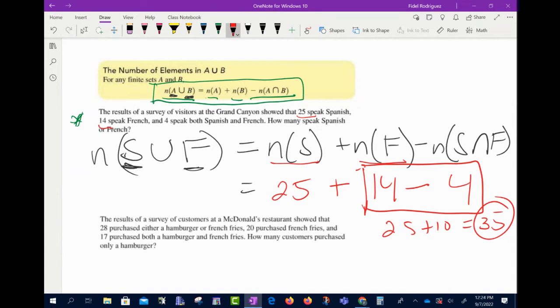Okay? And again, the reason why we do it this way, y'all, these 4 folks, if we didn't subtract them, we'd be counting them twice. Because when we said, do you speak Spanish? If you speak Spanish and French, you would have still said yes, right? Or we said, do you speak French and you speak both? You would have said yes. So if we don't subtract it, then we're counting those people twice, okay?